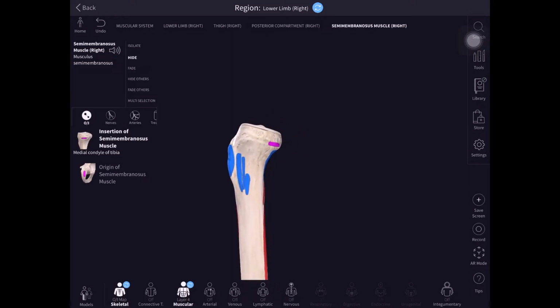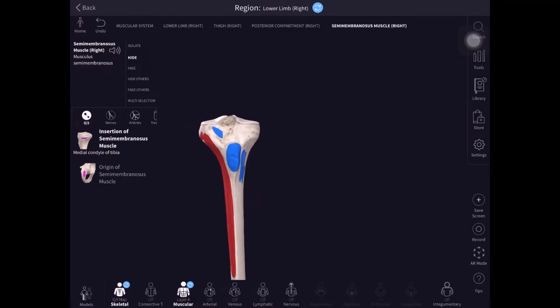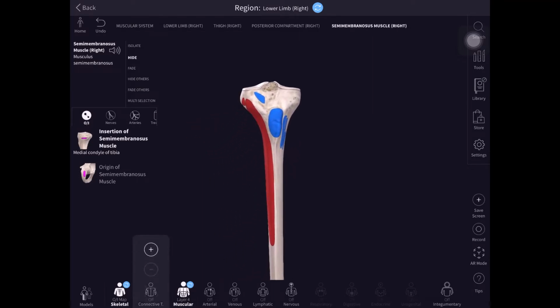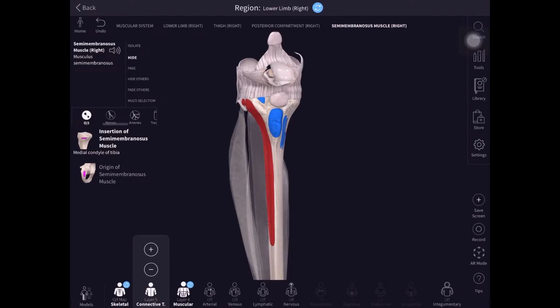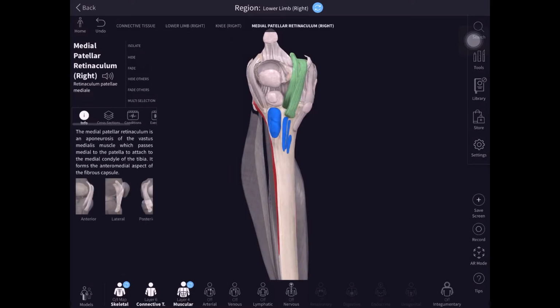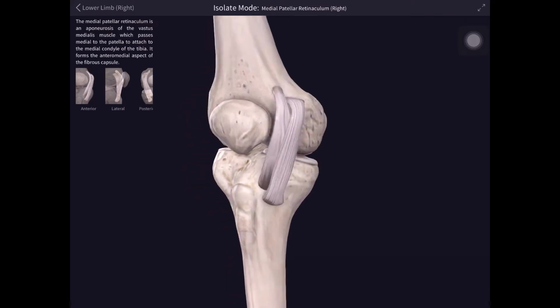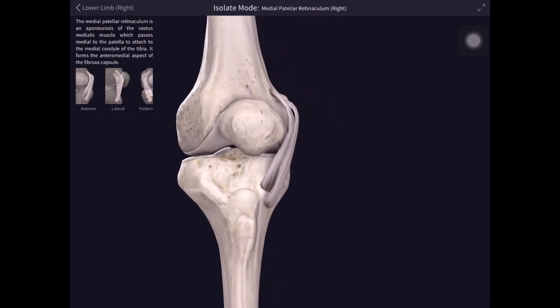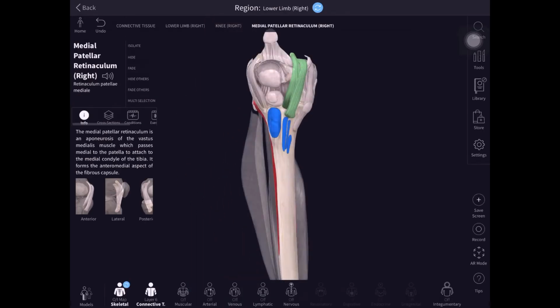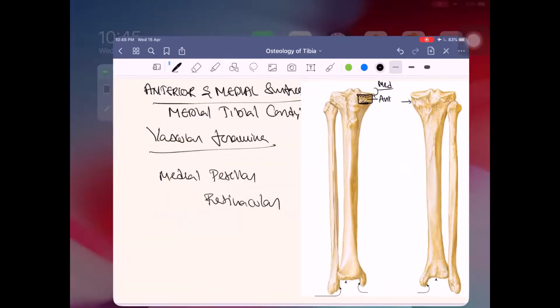And then we looked at the anterior. If we come back here, this is your anterior and this is your medial. The anterior and medial surfaces, we said, give attachment to your two retinacula, and the retinaculum is an extension of your vastus medialis. You can see this part here. This is your medial patellar retinaculum, an extension of your vastus medialis, to the anterior and the medial surface. So this is all about the surfaces of the medial condyle.